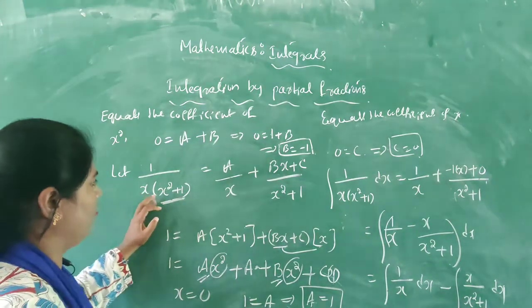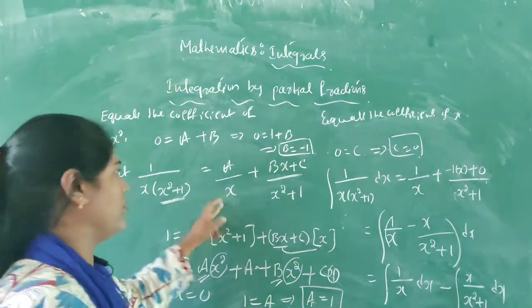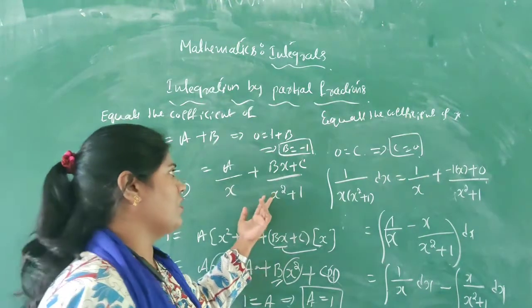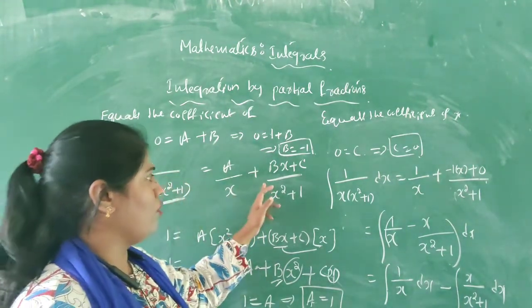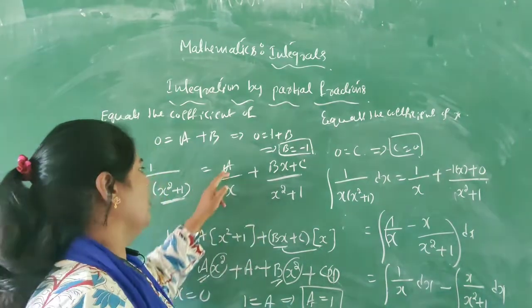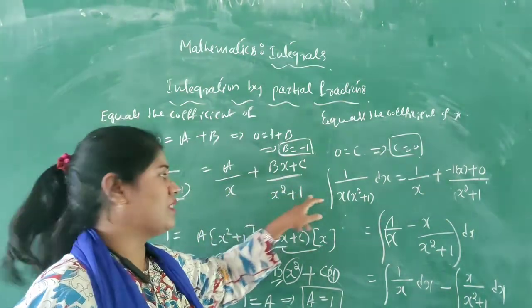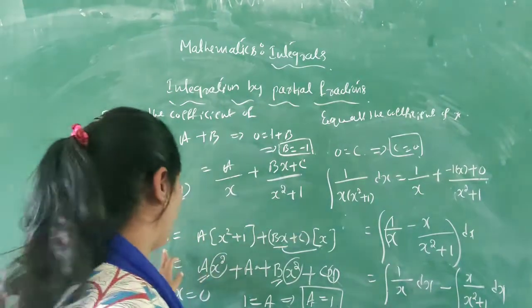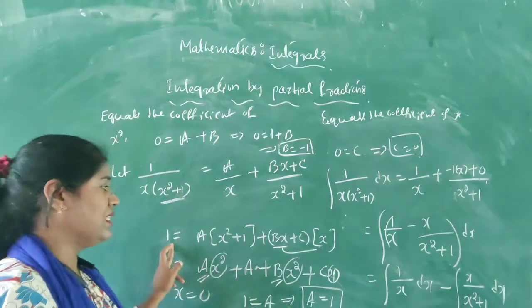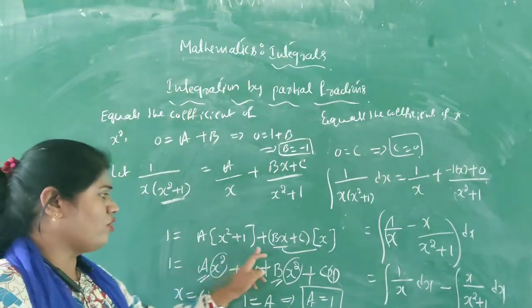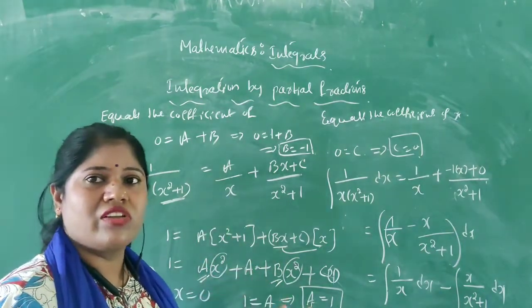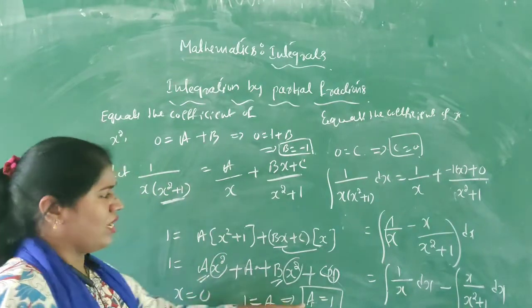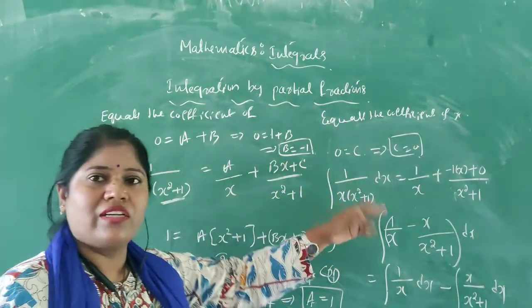You understood this one? First we have to convert this rational function into partial fractions, okay. So the rational function, if it is of that form, we have to use this partial fraction. A divided by x plus bx plus c divided by x square plus 1. After that, we have to write like this. After this, we have to equate the coefficient of x square, x and the constant term. You will get a value, b value and c value.